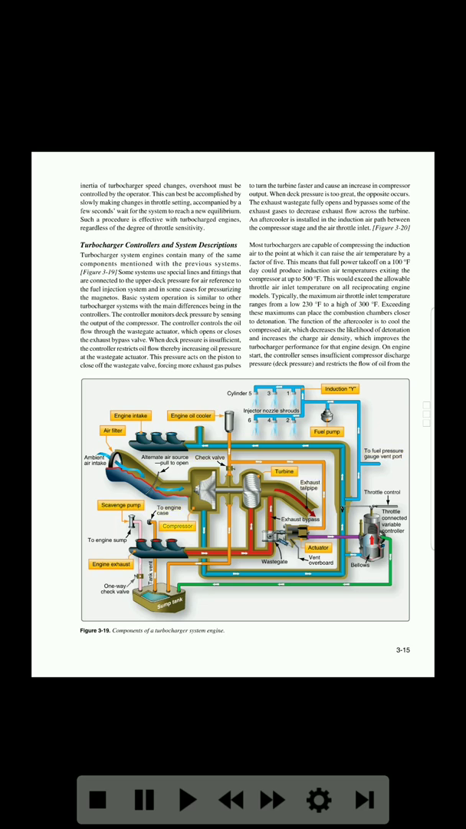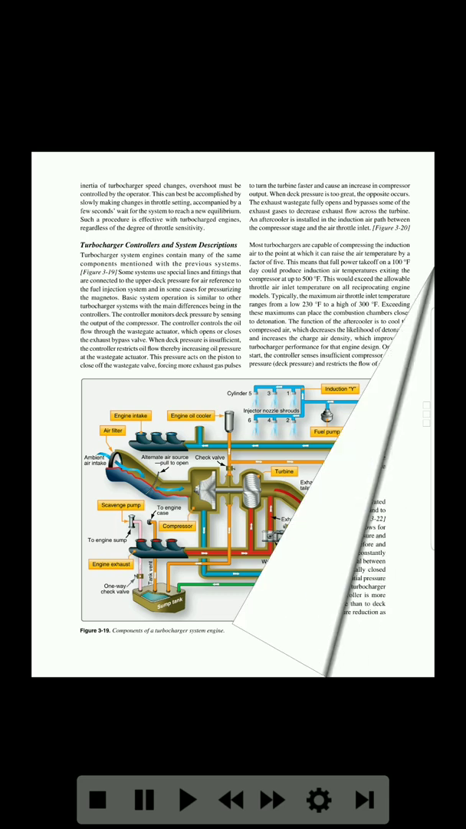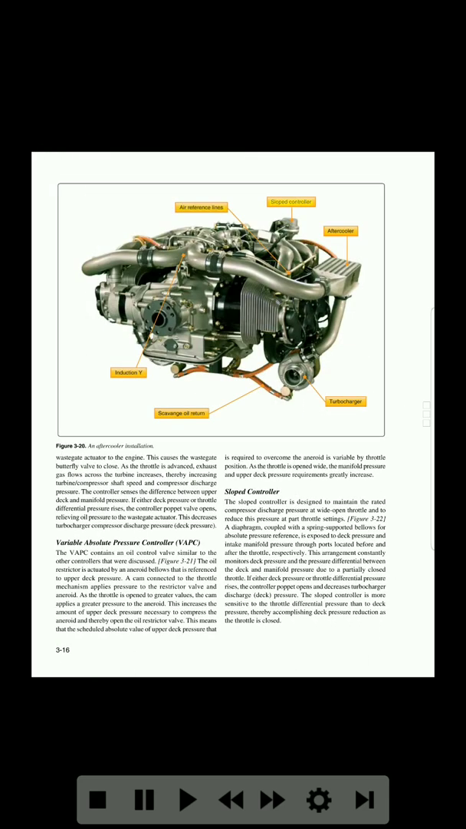To engine case, compressor, exhaust bypass, throttle control, throttle connected variable controller. To engine sump, engine exhaust, one-way check valve, tank vent, sump tank, wastegate actuator, vent overboard, bellows. Figure 3-19. Components of a turbocharger system engine. 3-15. Air reference lines, slip controller, aftercooler, induction Y, turbocharger, scavenge oil return. Figure 3-20. An aftercooler installation, wastegate actuator to the engine.